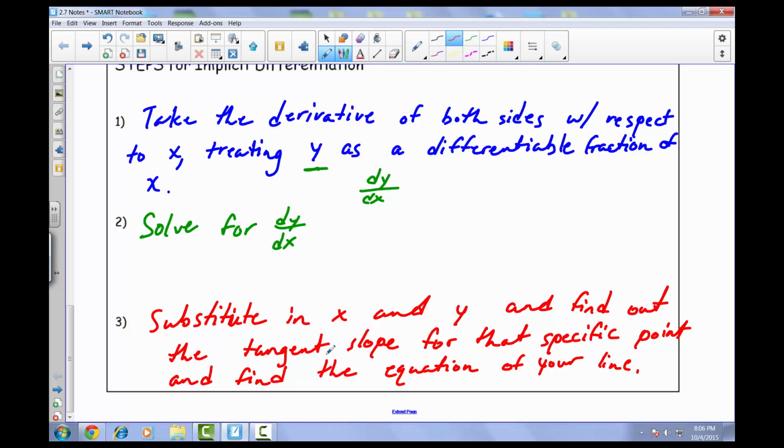Alright, so those are really the base steps for implicit differentiation. We're going to be working with these quite a bit so that you guys master them. But again, that is the warm-up from our 2.7 set of notes.